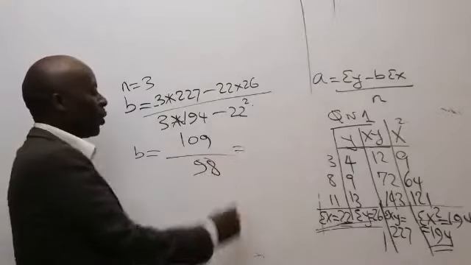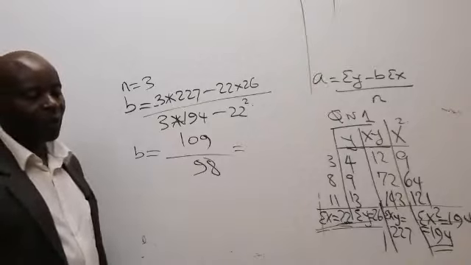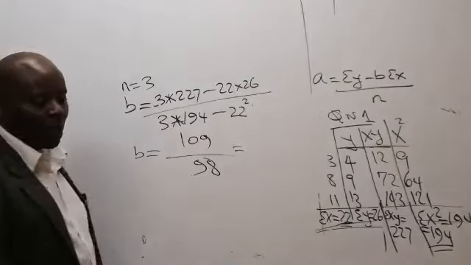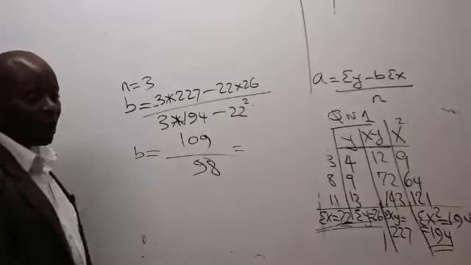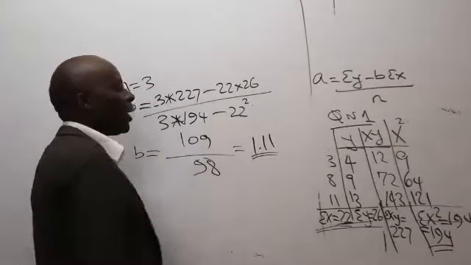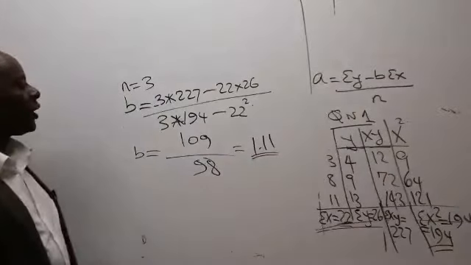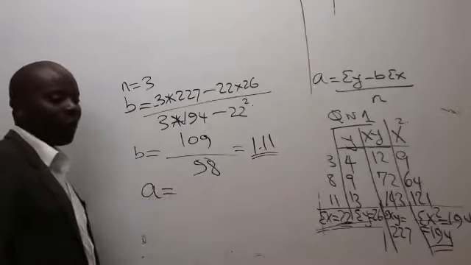So somebody talk to us. What is 109 divided by 98, to 2 decimal places? Somebody's giving me a figure of 1.11111. Thank you very much, that is correct. After that, I will straight away get the value of A.